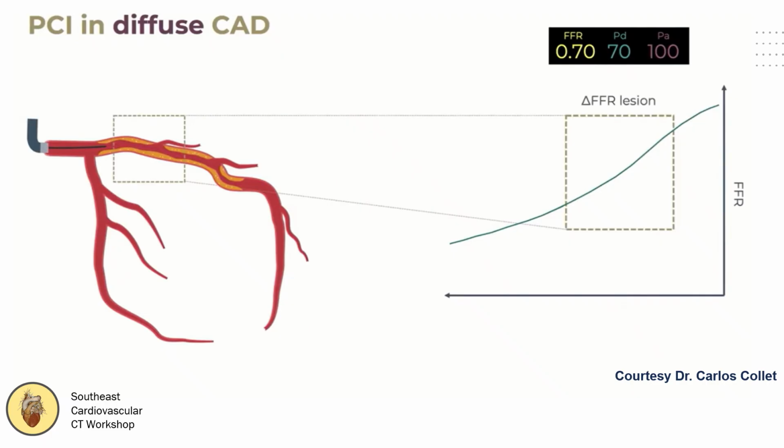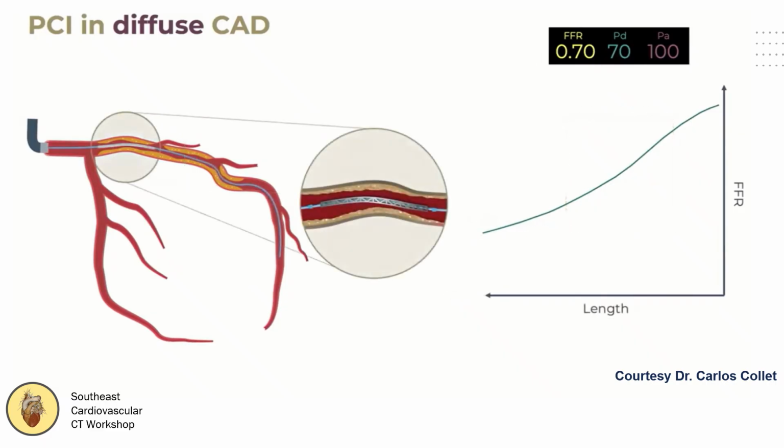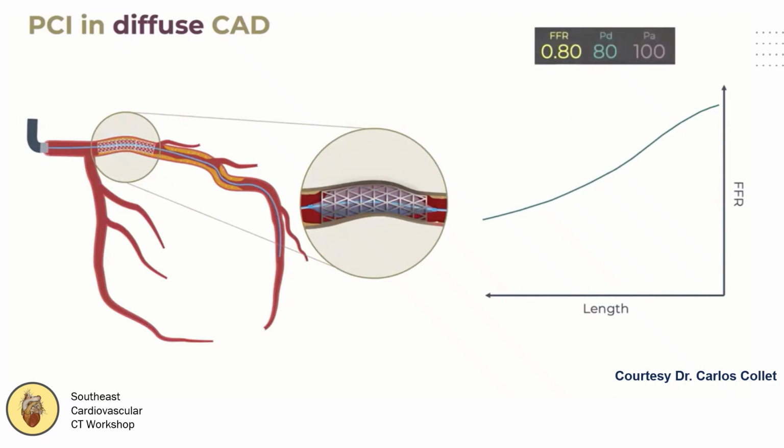So here, again, if we try to put a stent, let's say we are treating this more proximal lesion here. Now look what happened with the curves. We went from 0.70 to 0.80. Again, there is some improvement here, but the improvement was very modest. And these are the type of patients that would potentially continue to have symptoms, continue to have angina.